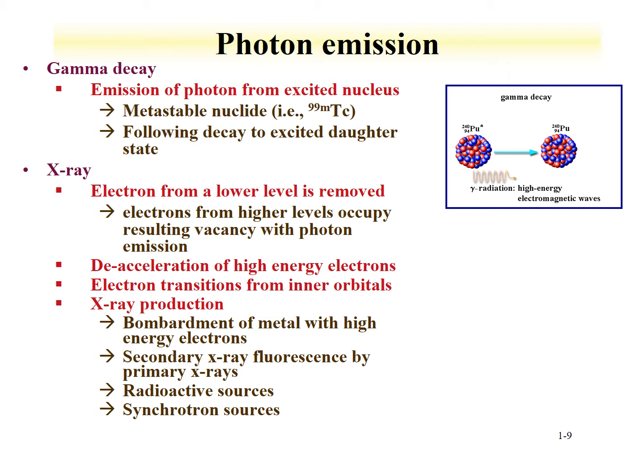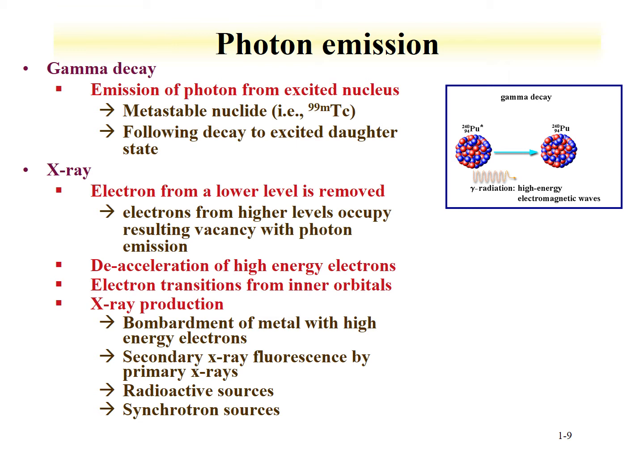Photon emission is observed through two routes in radiochemistry. One is through gamma decay, where an excited nuclear state de-excites by emission of a photon. So this can occur when a radioactive isotope decays to a daughter. It may not decay to the ground state directly. It may decay to an excited nuclear state.